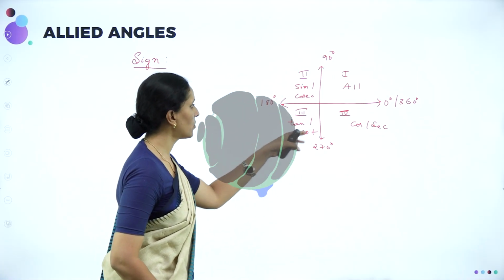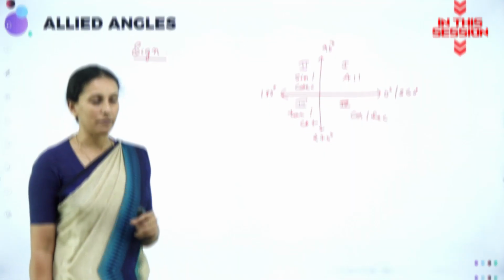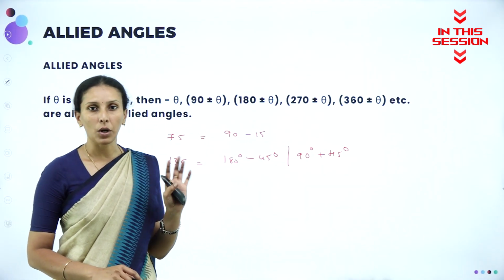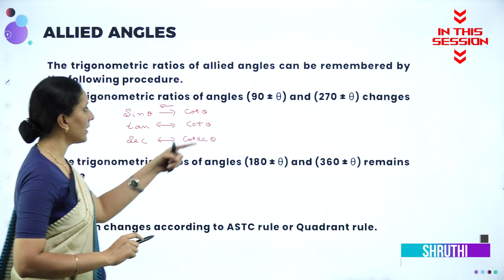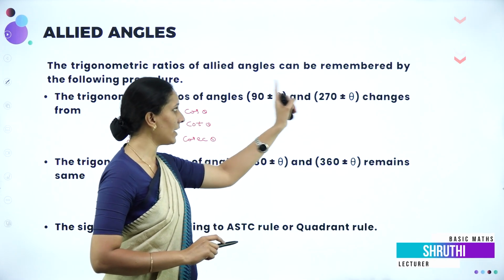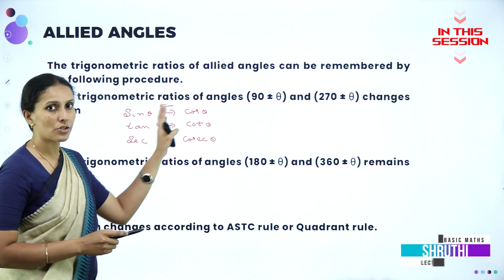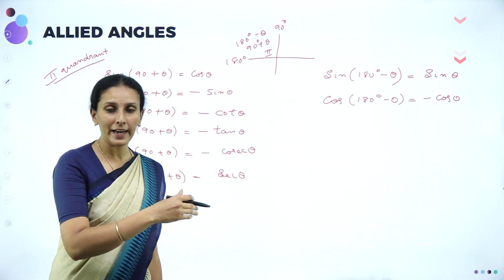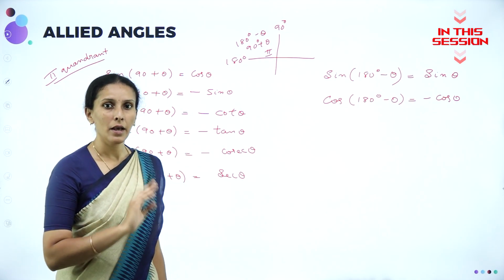So when I say these two are positive, obviously the rest of the remaining will be the negative. These are all the quadrant angles. So the sum or difference with the quadrant angles are nothing but the allied angles. When you are taking the sum or difference of this 90 or 270 with any angle, then the function changes to its co-function. Whenever you are taking allied angles in the form of 180 and 360, the function will not change, only the sign may change.